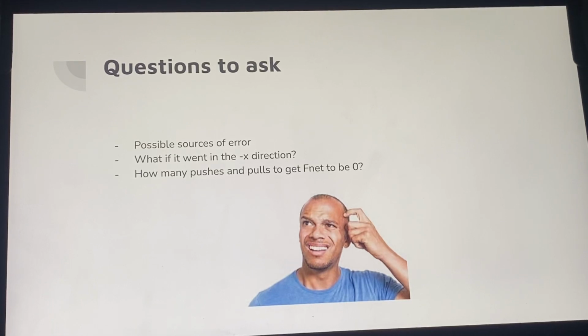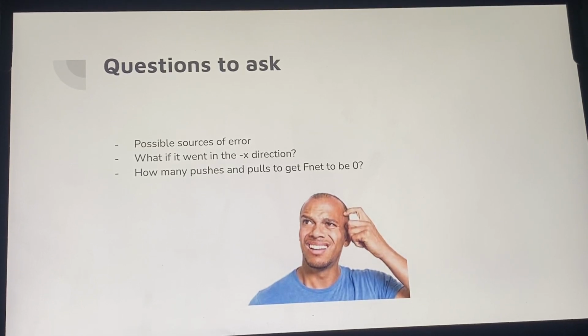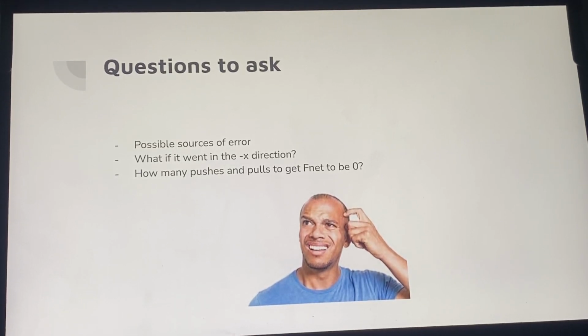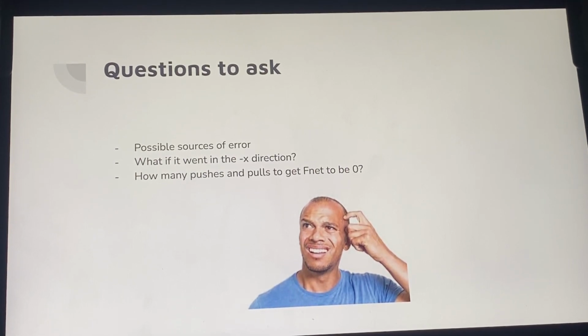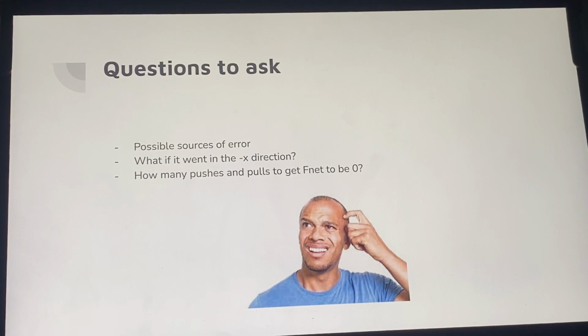And how many pushes and pulls to get F net to be 0 on the system? Well, there's gravity, there's friction, there's air resistance, and there's also momentum. So that's probably what makes it 0.